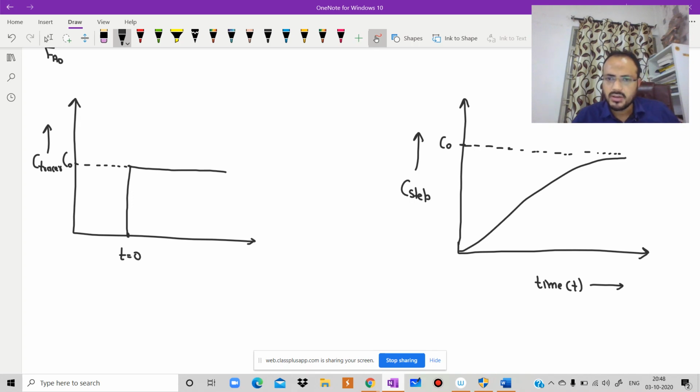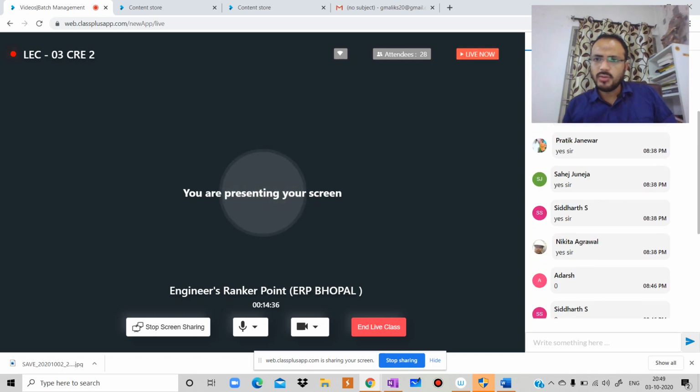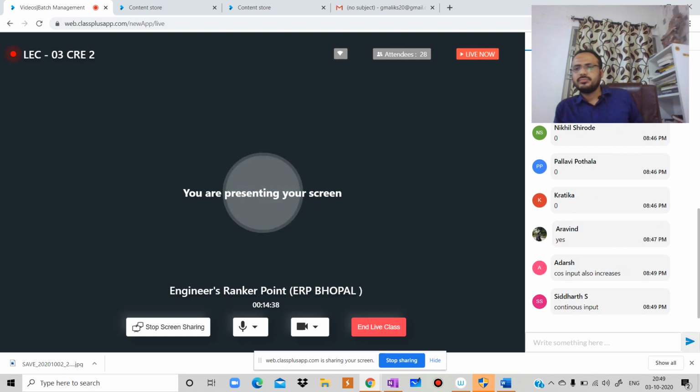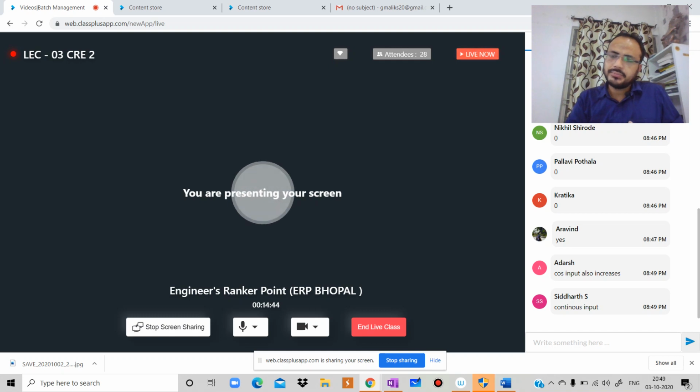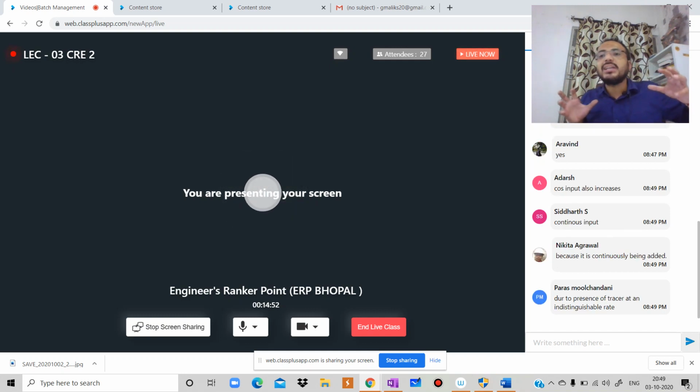Please tell me why this graph is going to increase. Initially we have 0, then it increases tick, tick, tick. Why? Tell me. Arvind, Siddharth, Pallavi, Kritika, Anubhav, Pavan, Gaurav. Sir, because input also increases. Anything else? Others, can you tell me one thing? Yes, Nikita, you are saying right. Because it is continuously added.